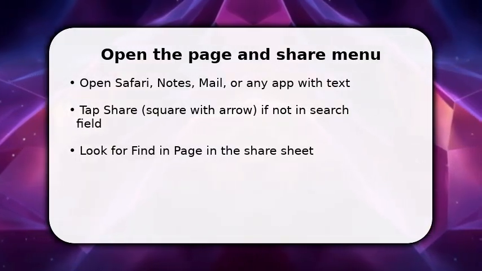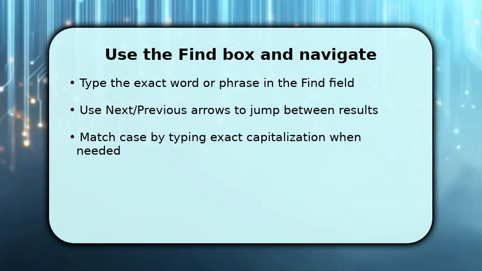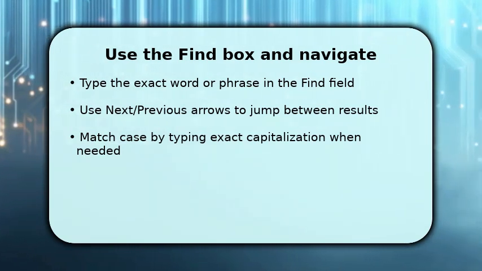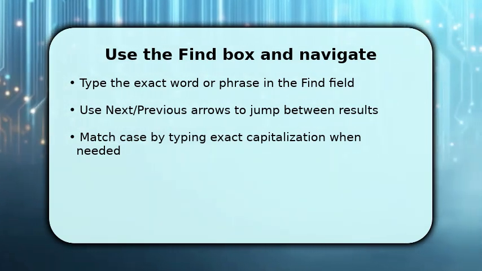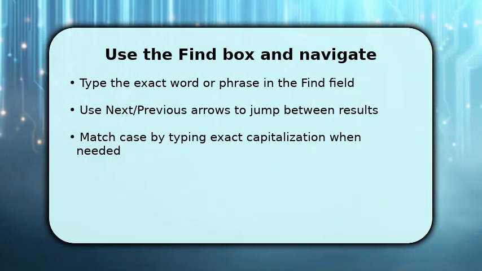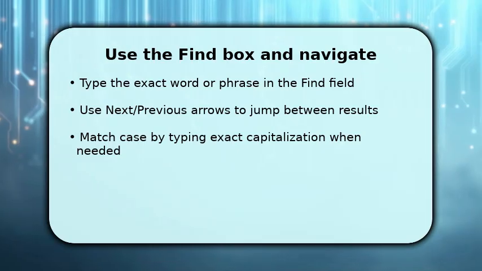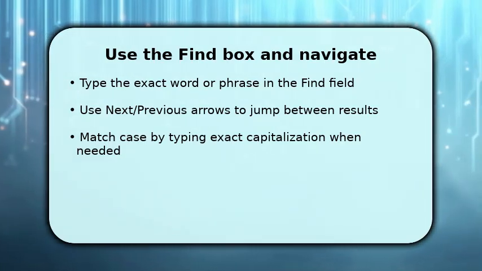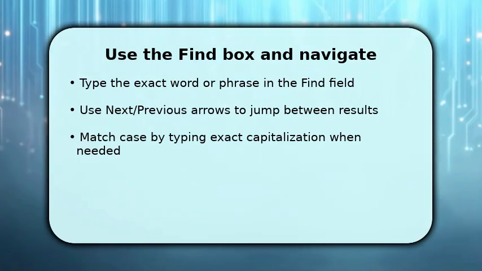Now you're in the Find box at the top or bottom of the screen. Type the word or phrase you need. You'll see matches highlighted as you type, which helps you refine spelling or capitalization. Once done, use the next and previous arrows to jump through every occurrence quickly, and make sure to watch the highlighted snippets to confirm context.